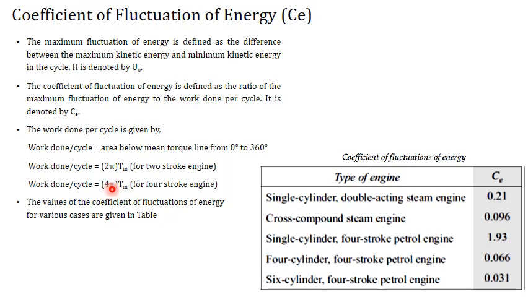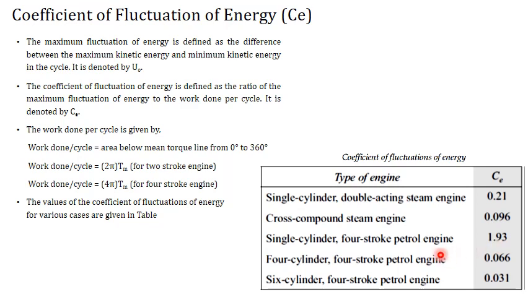It is 4 pi into Tm for a 4-stroke engine. The values of the coefficient of fluctuation of energy are again shown for various applications. Here we can see that a single cylinder double acting steam engine has a coefficient of fluctuation of energy of 0.021. The cross compound steam engine has a lesser value. The highest value is recorded for the single cylinder 4-stroke petrol engine, and it is 1.93, which is very high as far as energy fluctuation is considered.